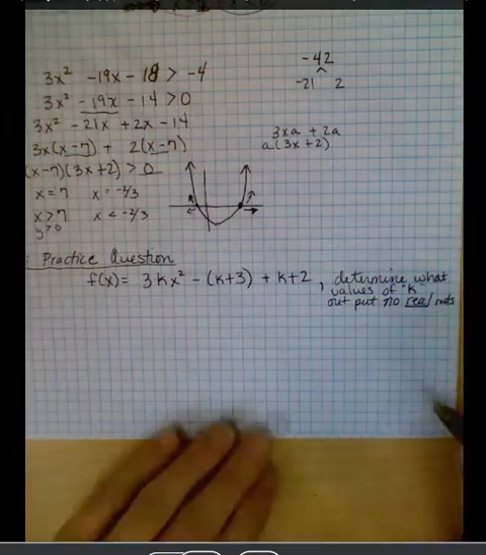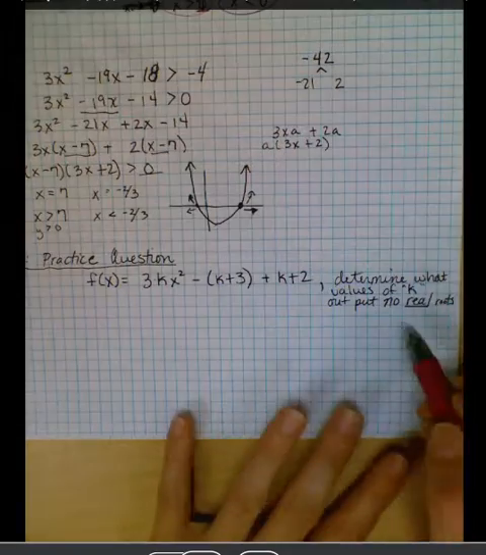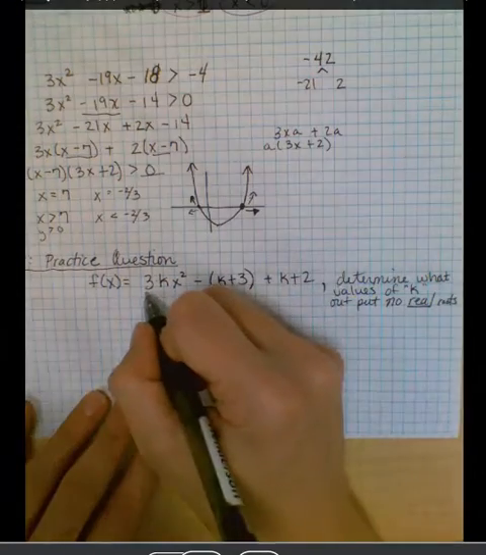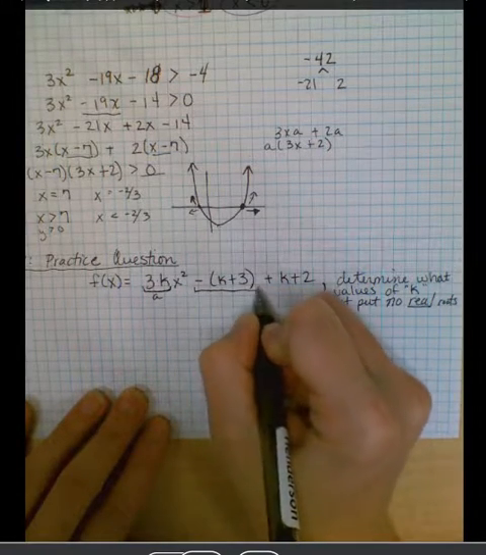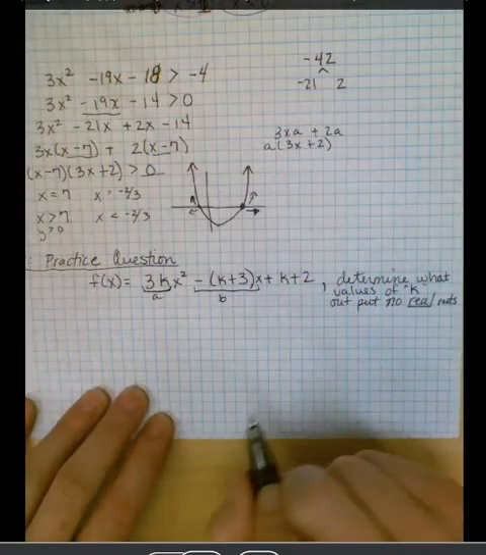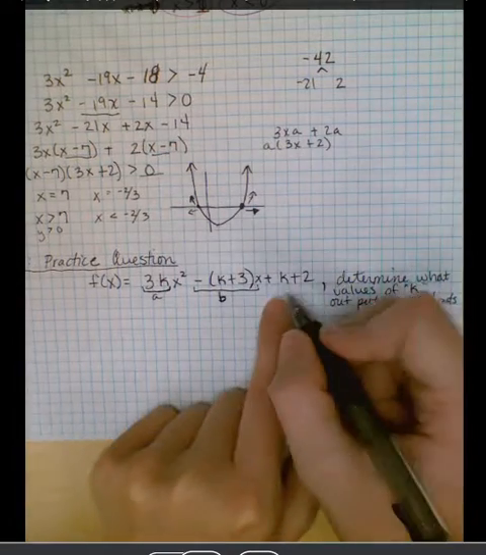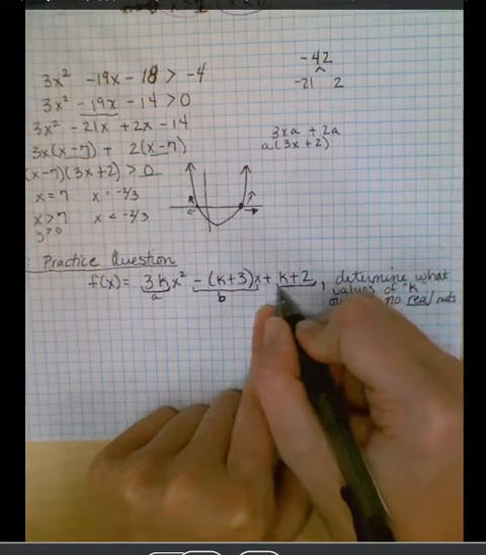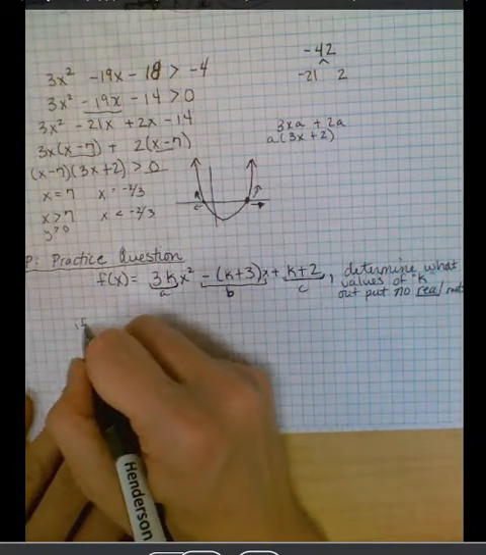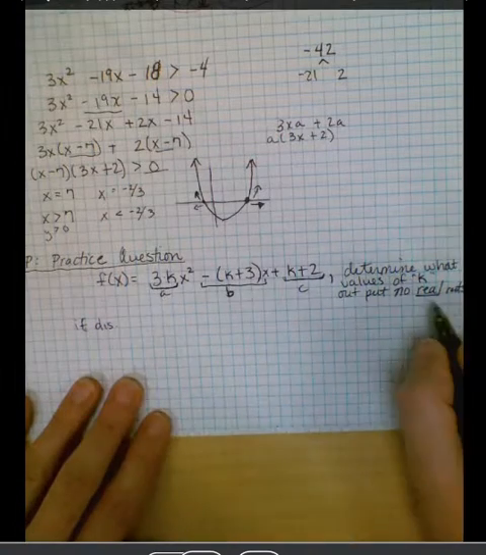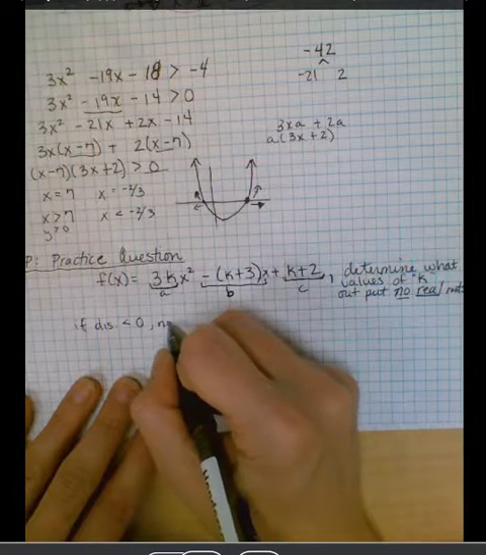So remember, how do we tell if something has real, imaginary, or 0, like a double root? We use the discriminant. So this term right here represents my a. This term right here represents, oops, we're going to have to put the x in there. Apparently I left that off when I did the scan and sent it to you. Represents the b, and this term right here represents the c. So we would do the same thing and say if the discriminant is less than 0, no real roots.